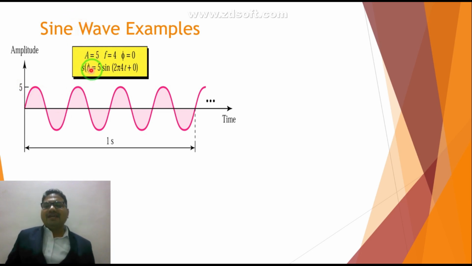So how are you going to represent this equation? S of t is equal to A, A means 5, sine of omega t. What is omega? 2 pi f. So 2 pi f, what is f? It is 4. t plus phi. That is the phase. But phase over here is equal to what? 0. So the required equation is 5 sine of, in bracket, 2 pi 4 t plus 0.